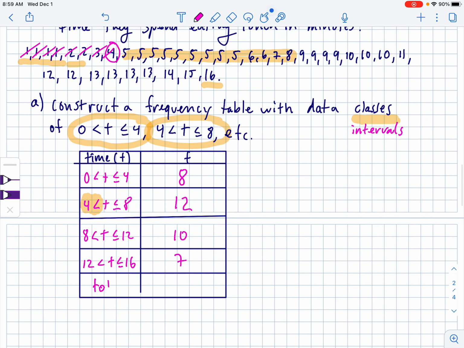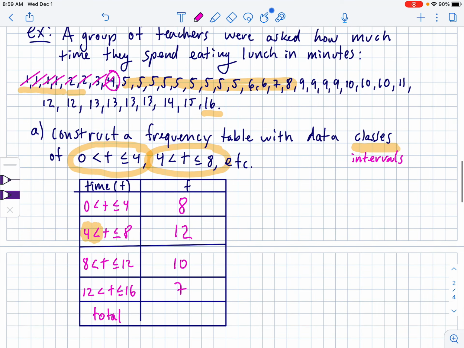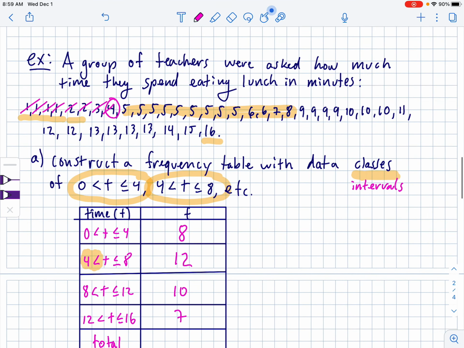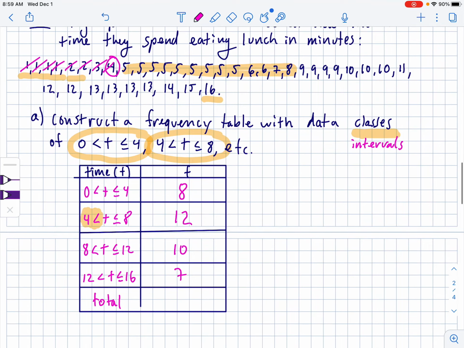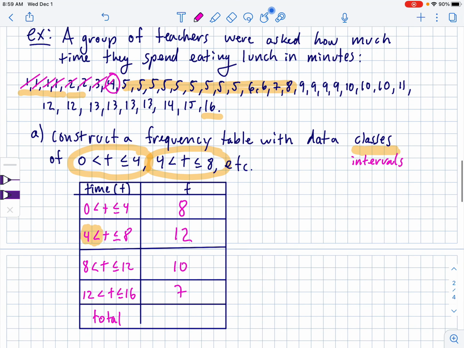If you were to add all these up, you would get the total number of data for the problem. Oh, I thought that was given in the directions. Yeah. Sorry, it said there was 37 teachers, but if you add it all up, that means there was 37 teachers in the study. If you add all of the frequencies together, you'll get 37.